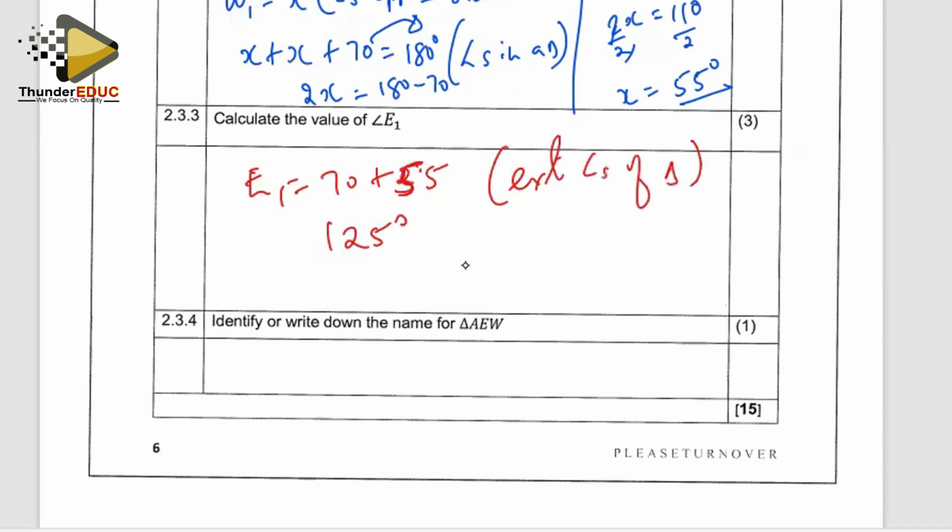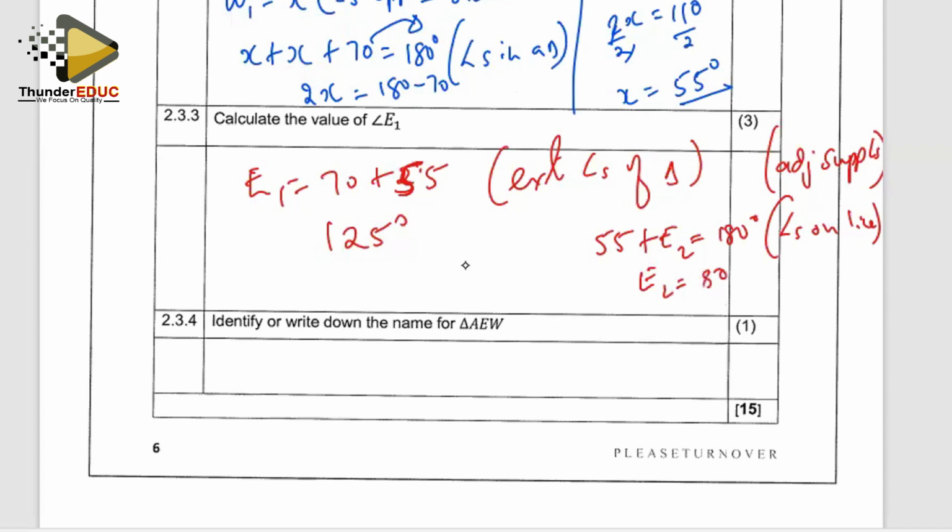Okay, so alternatively, we said you can use E1 and E2, which is 55 plus E2 must give us 180. That's going to be angles on a line. Alternatively, we can use the reason of supplementary angles. So it's adjacent supplementary angles. So when you subtract 55 from 180, you still get your 125.